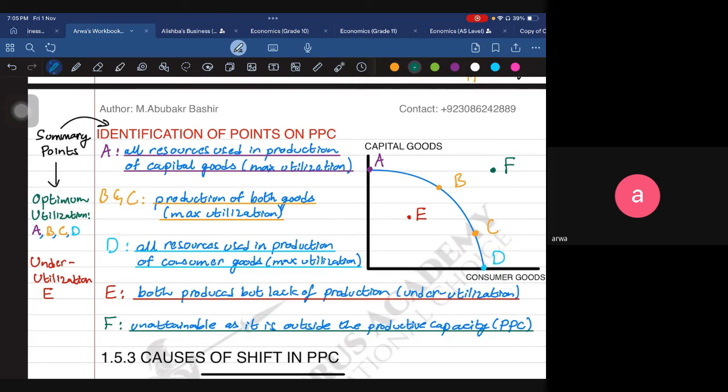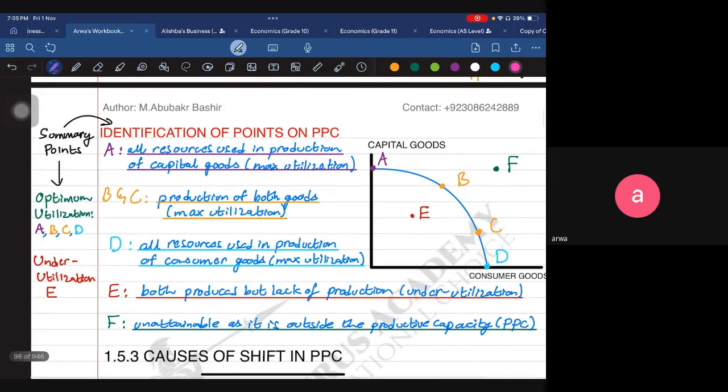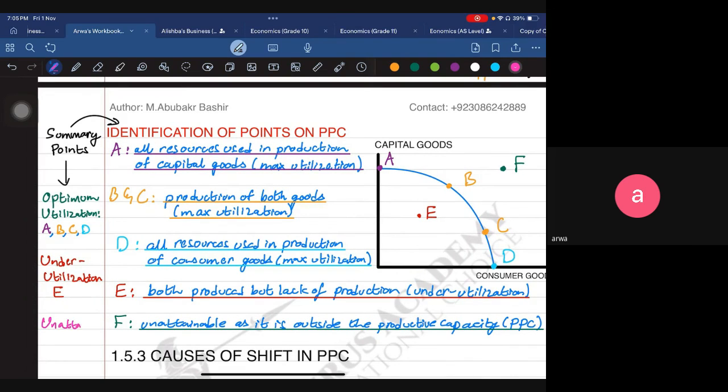So I am now seeing the sparsity of colors that I have here. Okay, so I'm going to use this. So unattainable. The point which we consider as unattainable is the point F. So these are the points which are unattainable. So we have A, B, C, D, we have E, and we have F, right? Yes, sir.